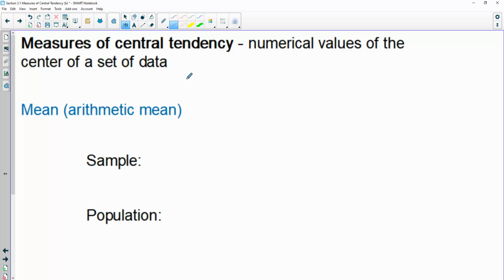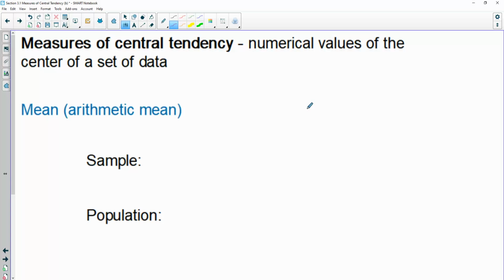So measures of central tendency. That's just a numerical value to describe the middle or the center of a set of data. Mean, sometimes you'll hear it called arithmetic mean. It's just an average. How do you find an average? Add them up, divide by the number you have.